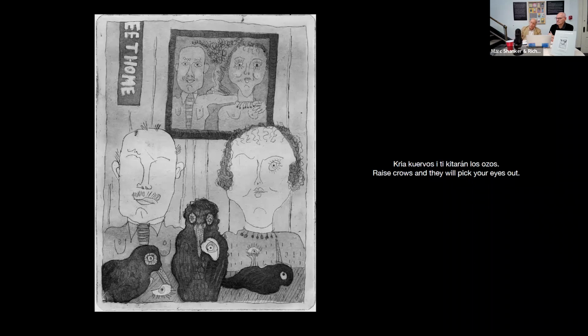Another proverb, this one my grandfather used, is raise crows and they will pick out your eyes. And he said that about his children when my uncles and aunts, when they didn't conform to his thinking. But he never really thought, who raises crows but crows?